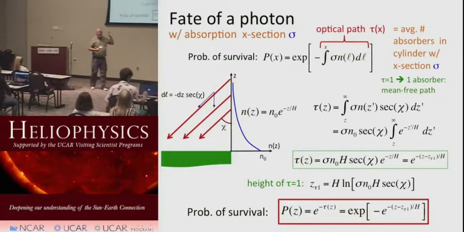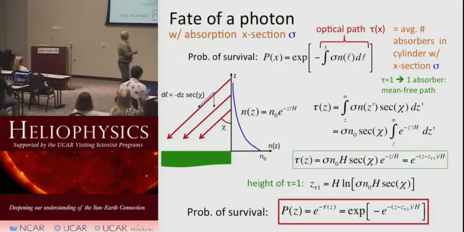If the photon has a cross-section for being absorbed by any absorber in the atmosphere, an average absorber, it has a cross-section sigma, in centimeters squared. Then there's something called the optical path, which is the density of absorbers, in centimeters to the minus 3, times sigma, integrated over path length. That is what's known as the optical path. It's represented as tau. It's the average number of absorbers in a cylinder of that total length. How many absorbers there are.